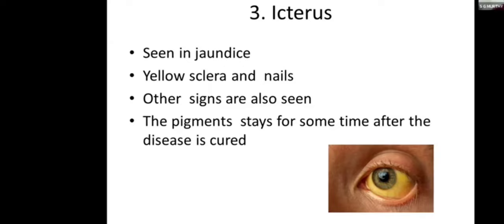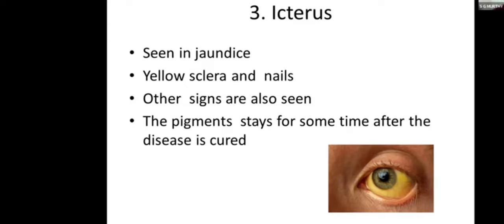Icterus mein toh, by the time the nails become yellow, the patient will be staring yellow. The eyes will be yellow. The skin will be yellow. So the nail is not the first thing. The sclera is the first thing to get the changes. So look at the sclera in case of jaundice. By the time it shows in the nails, it is too late.